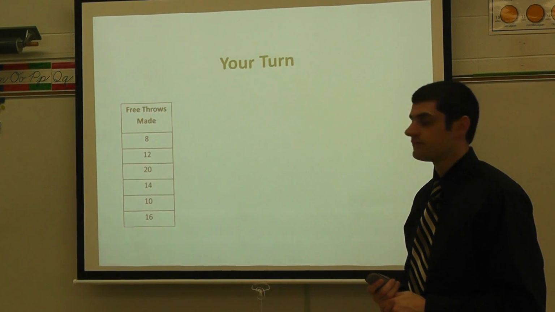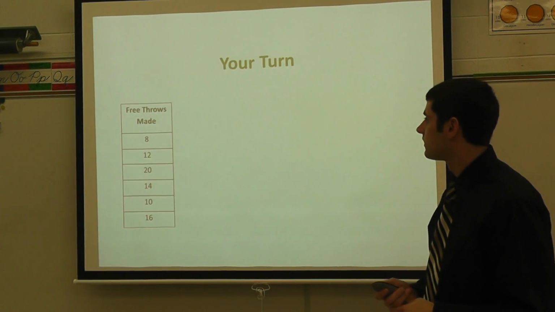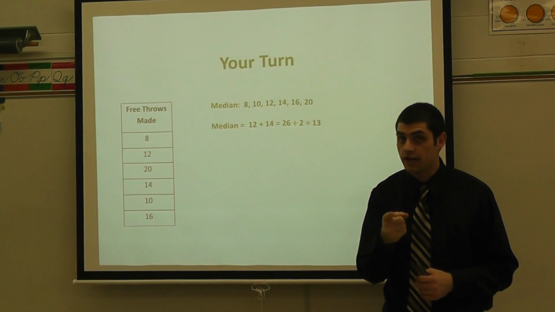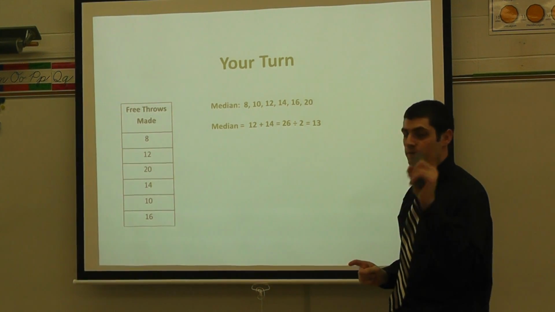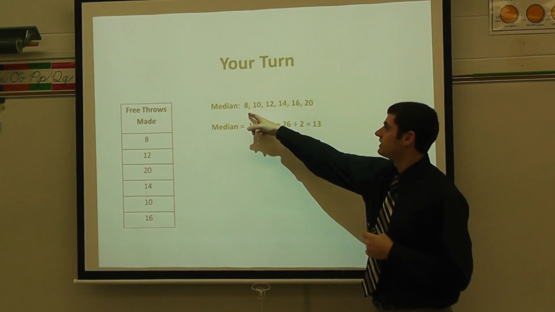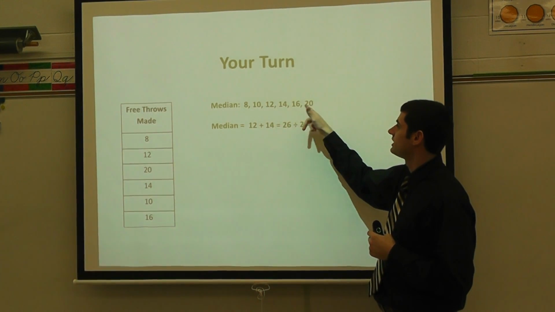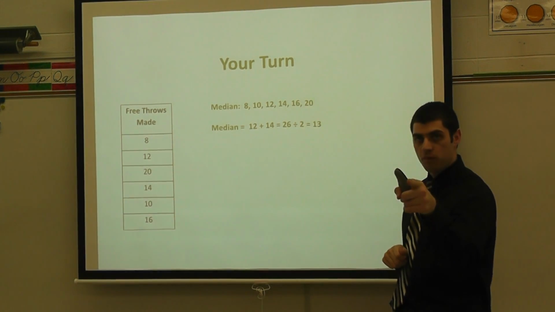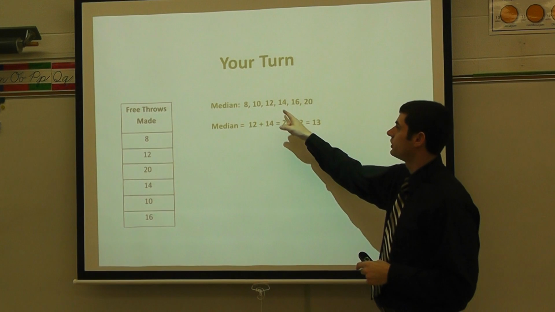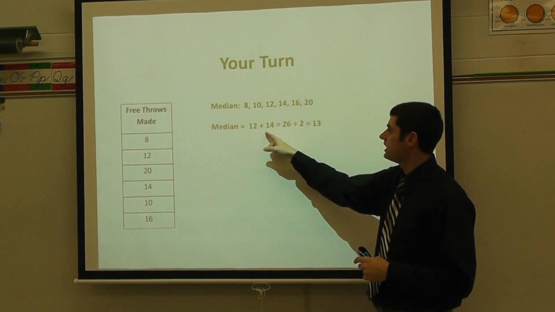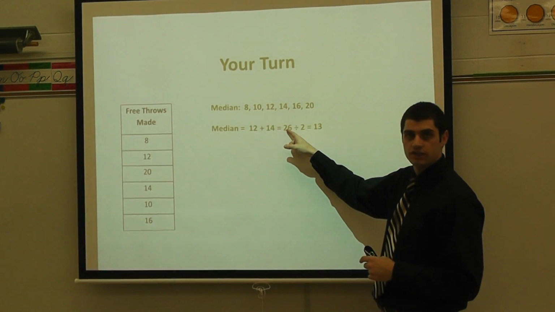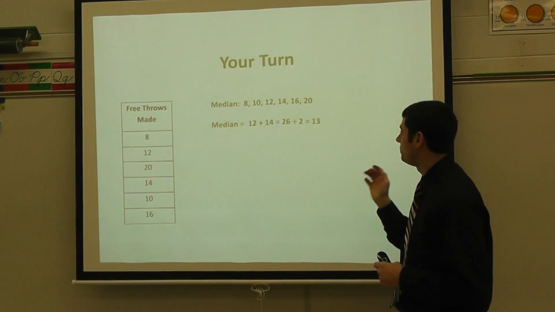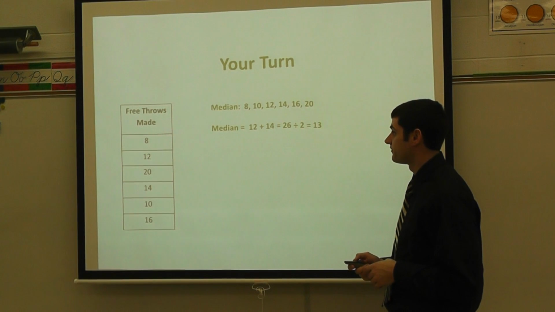The median in this set of data. Hopefully you remember to organize it from least to greatest, because that will throw it off if you forget to do that. You're going to organize it 8, 10, 12, 14, 16, and 20. Again, this one was an even set of data. I hope I didn't trick you on that part. You had to circle your middle two numbers, which was 12 and 14, to add them together, which gave you 26. Divided by 2 equals 13. So your median would be 13 for this data set.